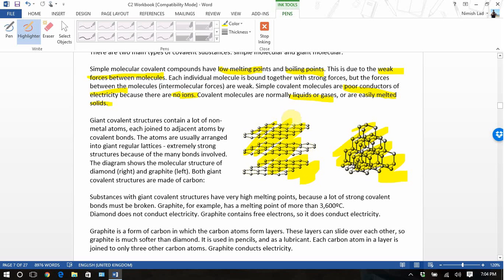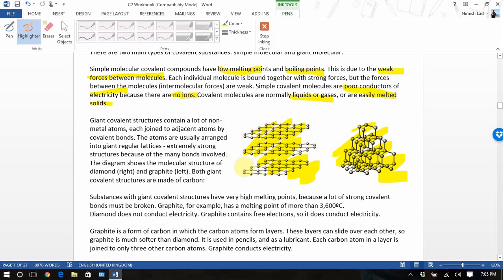Substances with giant covalent structures have very high melting points because a lot of strong covalent bonds must be broken. Graphite has a melting point of 3,600 degrees. Diamond does not conduct electricity. Graphite contains free electrons, so it does conduct electricity. In these layers, there are free electrons that are allowed to conduct electricity. Graphite is made of carbon atoms in layers. These layers can slide over each other, so graphite is very soft, and therefore it's used in pencils, but also as a lubricant. Every time you write, some of these layers are coming off.